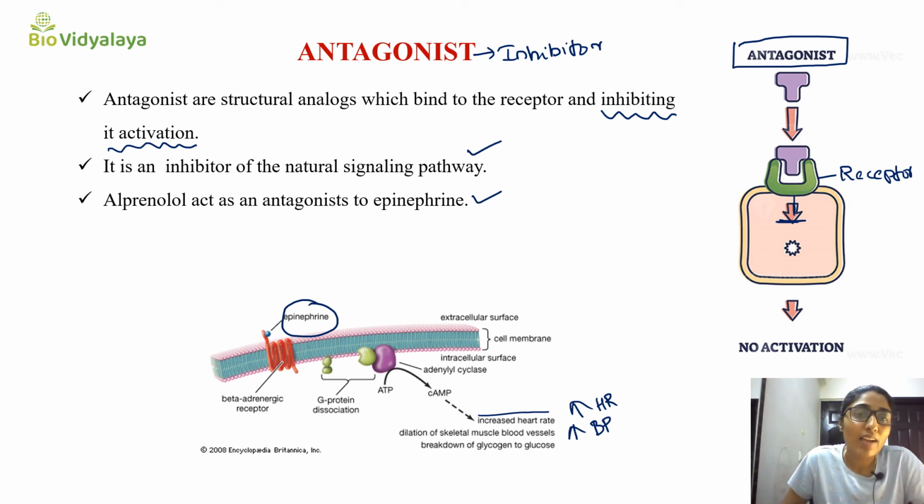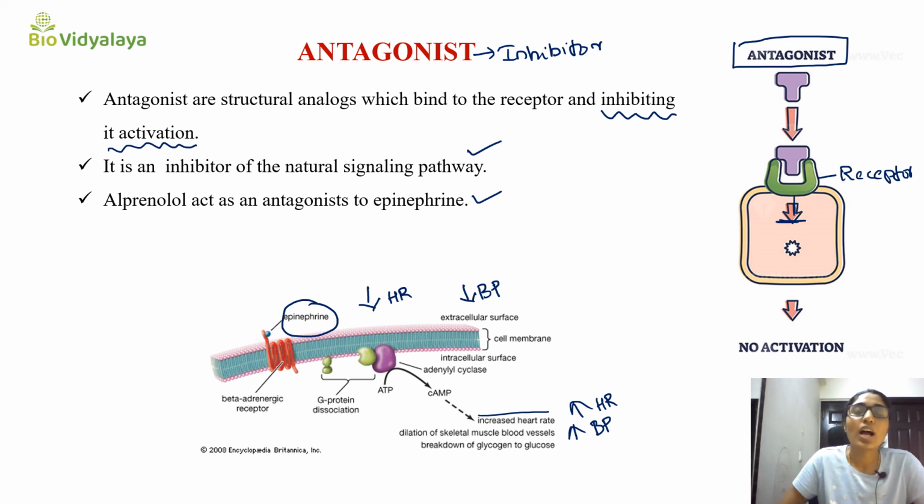Alprenolol is used for the treatment of hypertension and edema, and it blocks the beta 1 adrenergic receptor, mainly present in the heart. It blocks this epinephrine receptor, so it decreases heart rate and blood pressure. It is a beta receptor blocker.